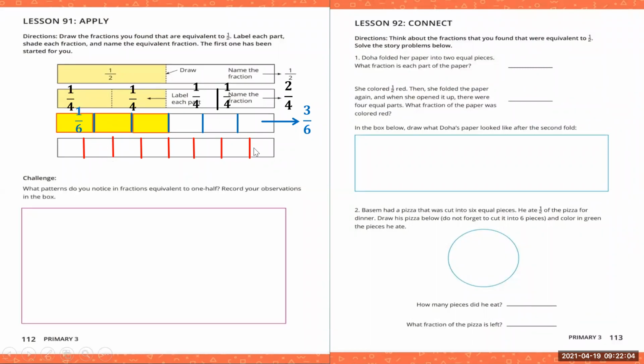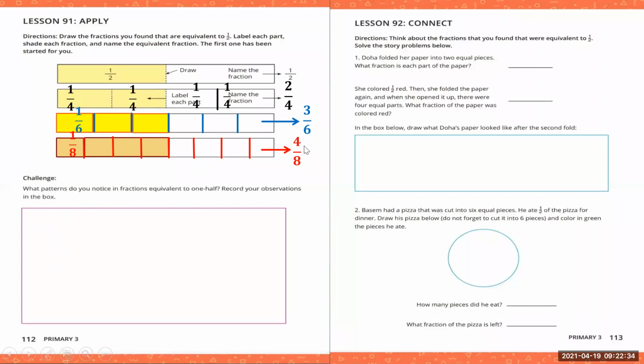Here, I divided my rectangle into 8 equal parts. The half of 8 equals what? If I give you 8 and I want you to give me the half of them. 4. Excellent. So I will color 4 equal parts to be equal to half. Now let's see what we did.